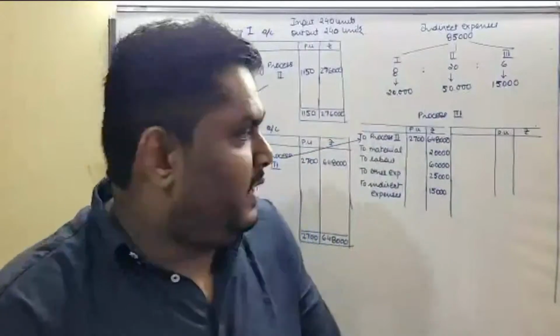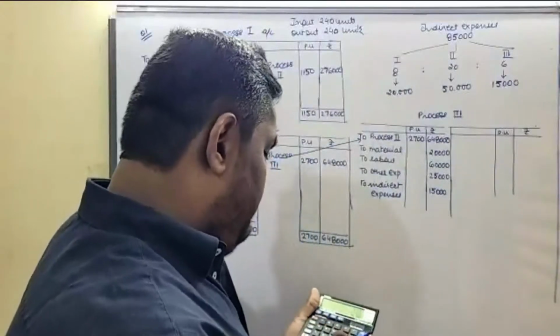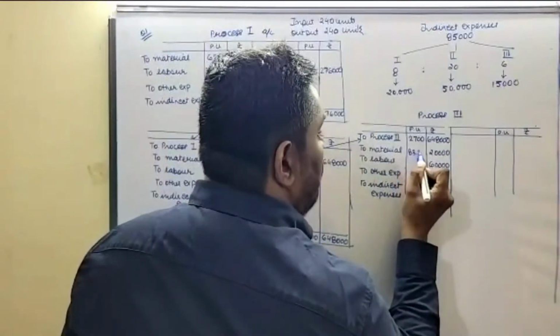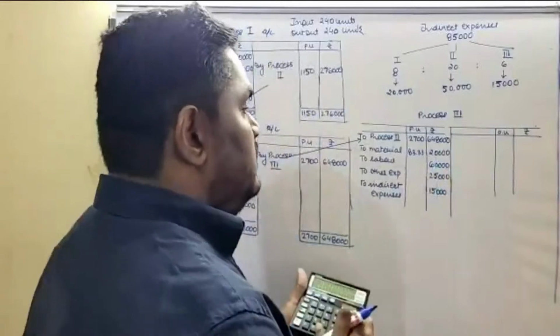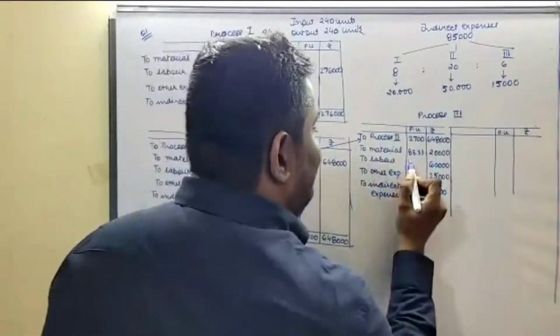We'll calculate the per unit cost also. So 20,000 divided by 240 will get 83.33. 60,000 divided by 240 will get 250.